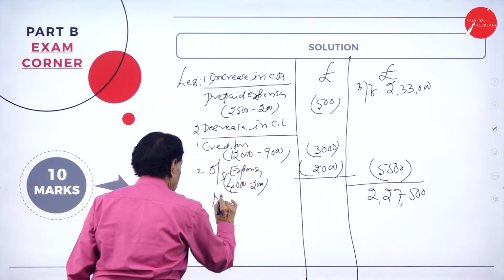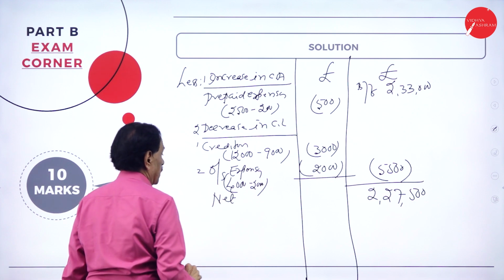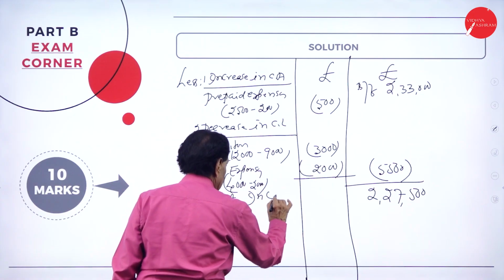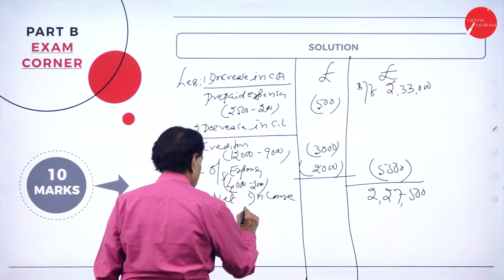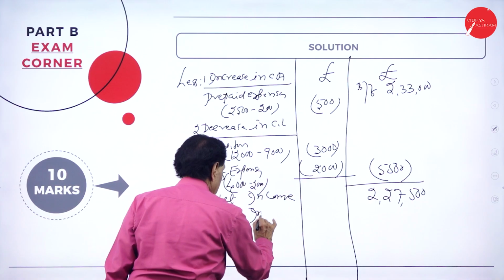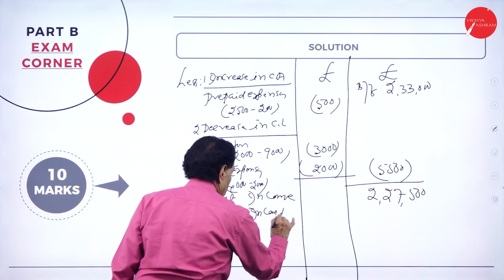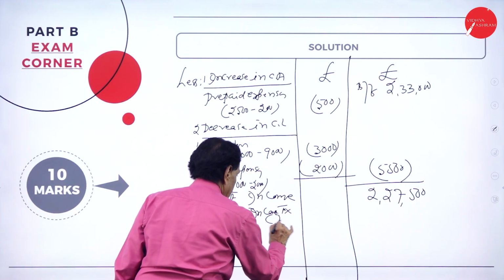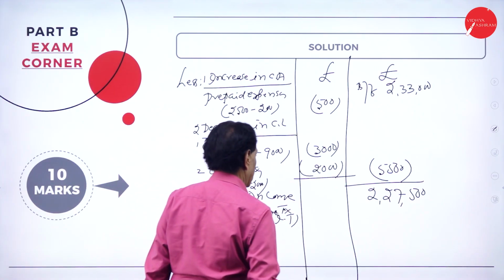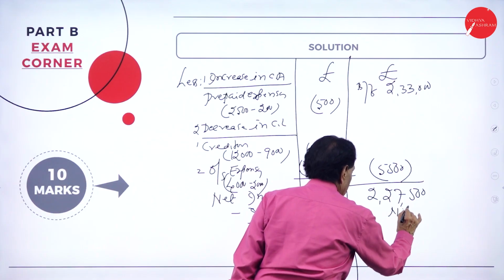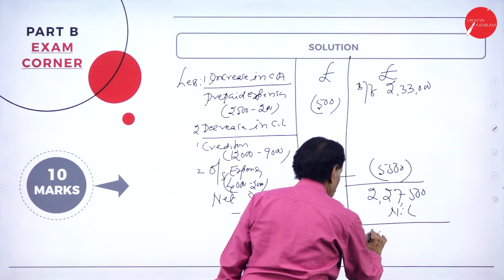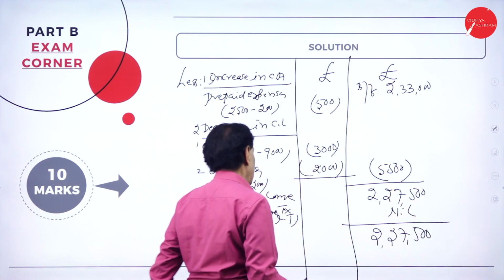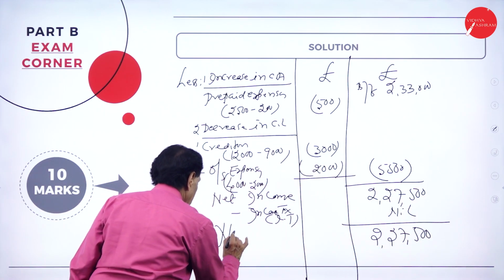Net operating income. Minus income tax, IT, nil. Once again, 2 lakh. Net operating income.